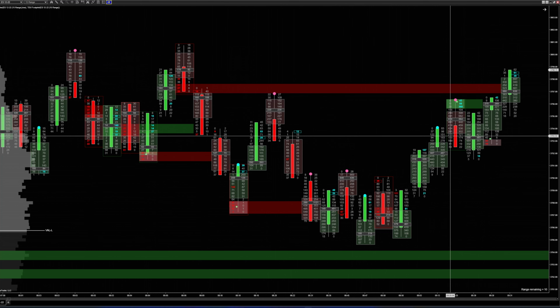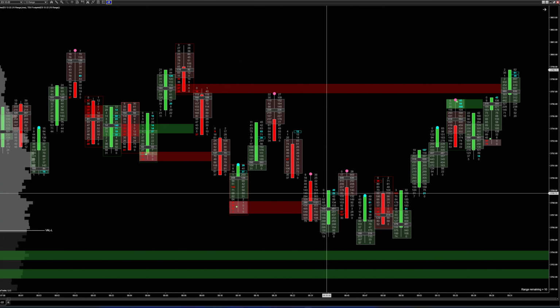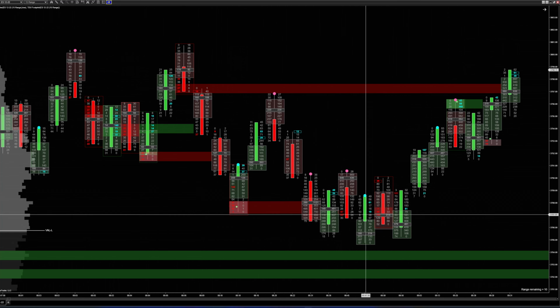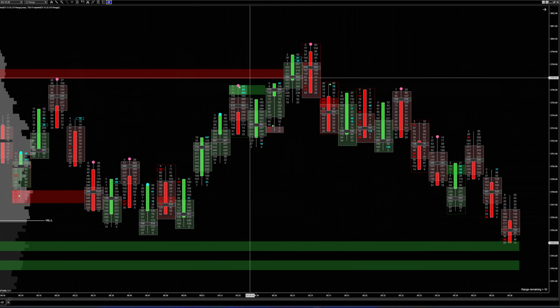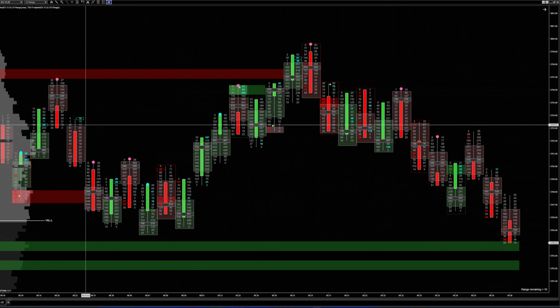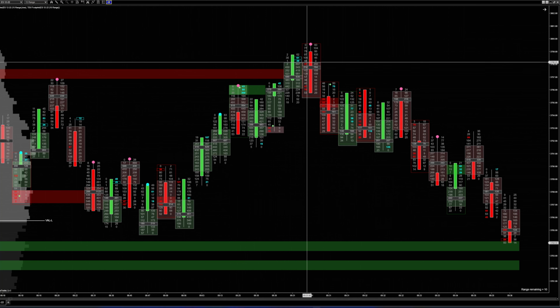So now you can see how you can use the different parts of the features of the footprint in confluence with one another in order to create a strategy, right? And here, literally right after all this fiasco, we have the first one. It didn't really touch it, but then we had this one touch.